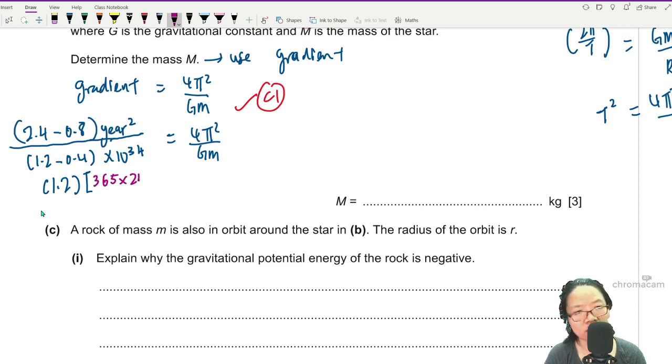1 day is 24 hours. 1 hour is 3600 seconds. My dear friend, do not forget your square. Your square cannot just suddenly go for a walk. Year square. See this? See this? Okay, so this is what I'm converting. This whole thing is here.